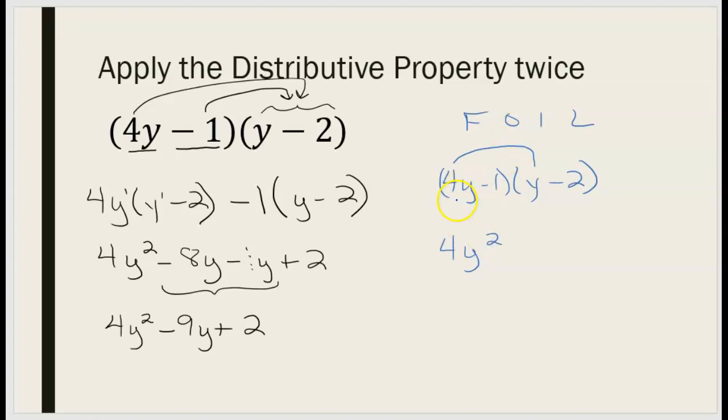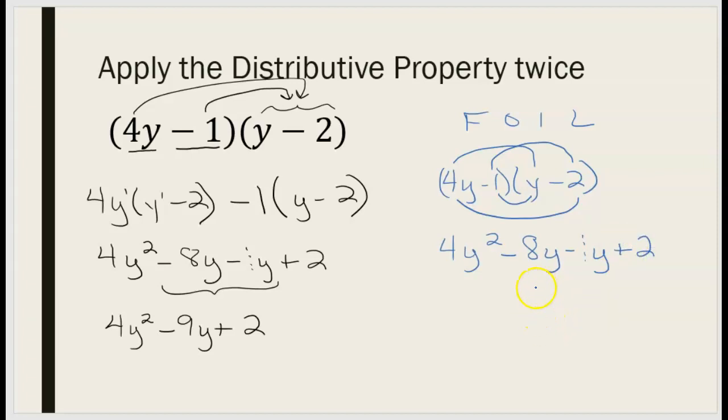The O stands for the outside terms. 4y times negative 2 is negative 8y. The I stands for inner terms, my inside terms. Negative 1 times y is a negative 1y. And my L stands for last terms. Negative 1 times negative 2. Negative times a negative is positive. 1 times 2 is 2.